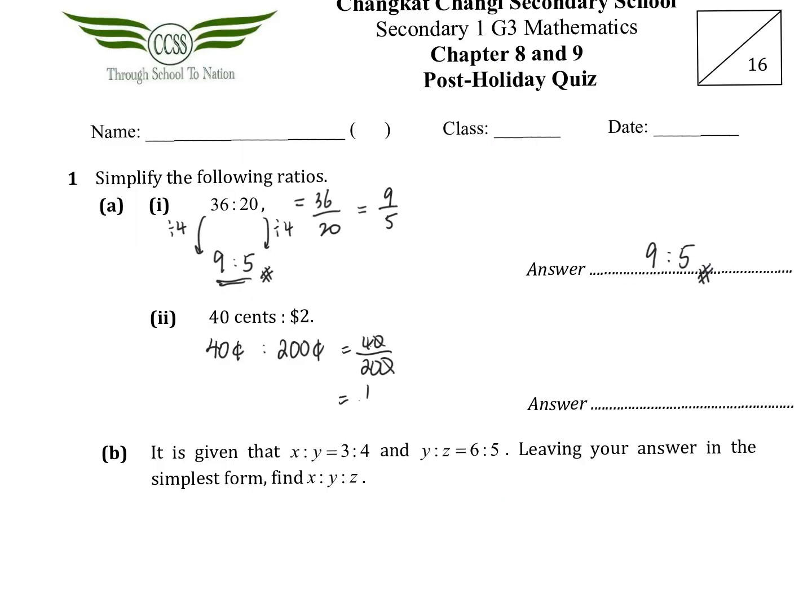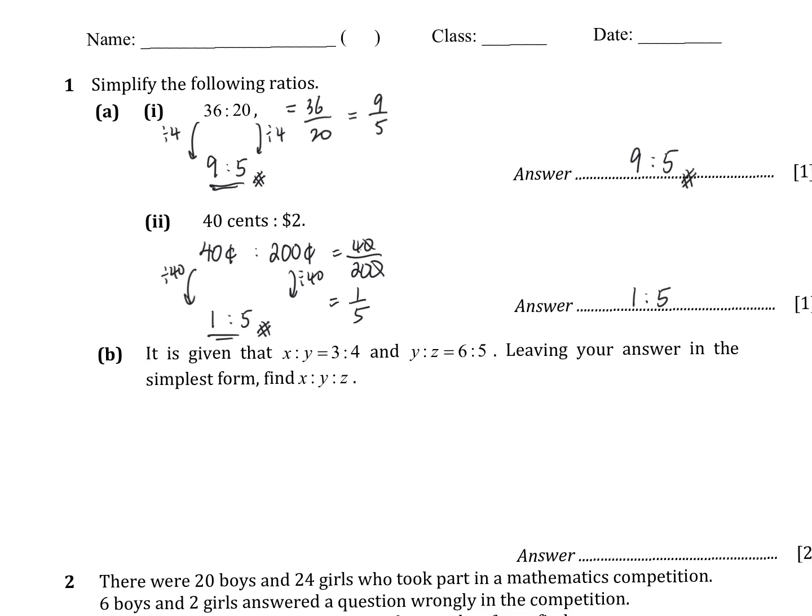Okay, you will get a 1:5. So the calculator will give you 1:5 directly, or you can divide by 40 on both sides. So all these are giveaway points. Please take it. Next one, I'm still upset that some of you can't do this.